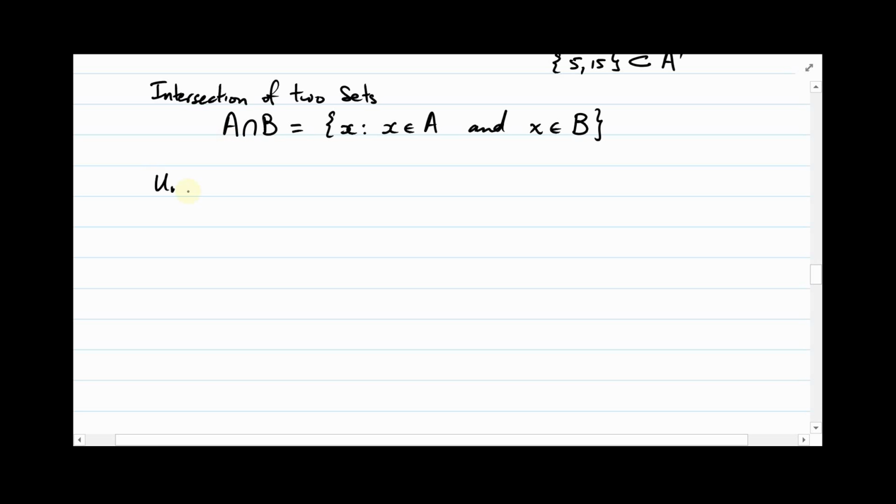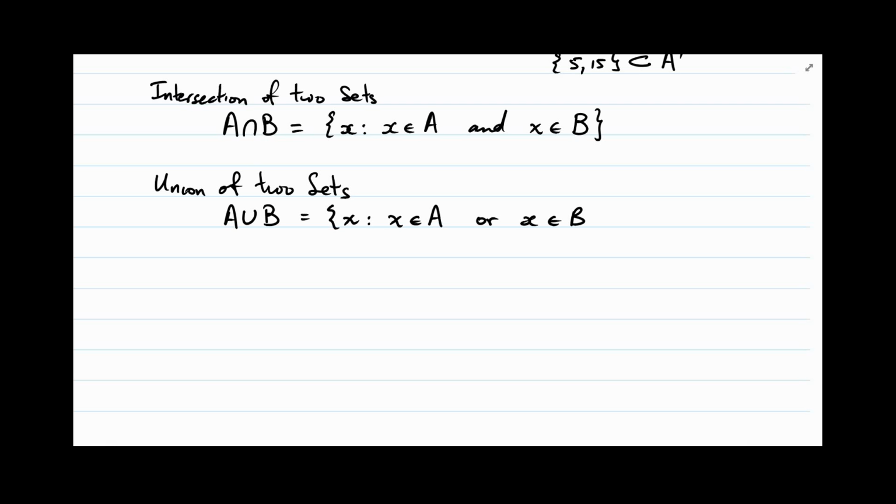If we're looking at the union of two sets, the symbol is A union B, the set of x's such that x is a member of A or x is a member of B. So it belongs to one or the other.